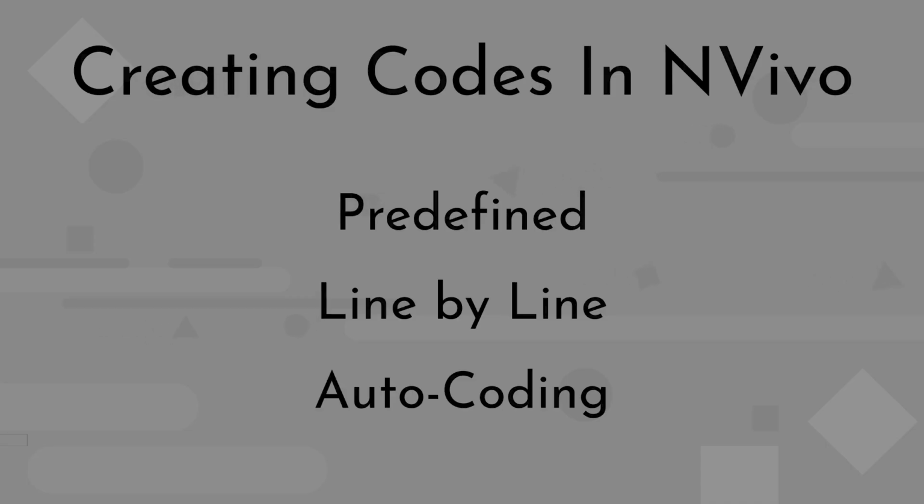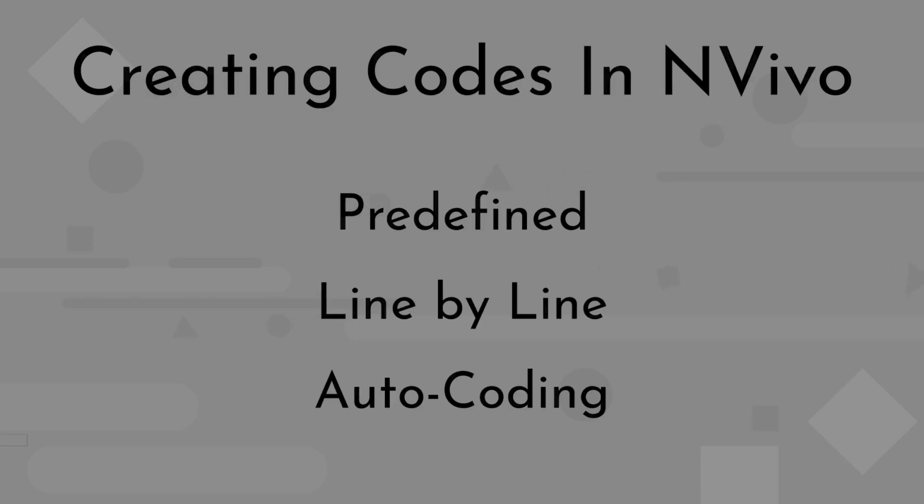Another approach is called line-by-line coding. In this case, you don't start with a list of codes. You will have a specific research question in mind, but you don't want to restrict your analysis to pre-established themes. Instead, you read through your data line by line. If something you read connects to a code you've already created, you'll assign it to that same code, usually by dragging your selection onto it. If it's something new, you'll create a new code on the spot.